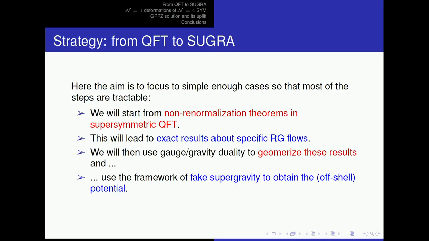Good. So what we're going to do in this talk is focus on simple enough cases so that most of the steps are tractable and we can understand them fully. We'll start from non-renormalization theorems in supersymmetric quantum field theories. This will give us exact results about specific renormalization group flows. Then we will use gauge/gravity duality to geometrize these results, and finally use the framework of, say, fake supergravity, which I will explain, to obtain the corresponding potential. So instead of doing the hard work on the supergravity side, here we're going to use the fact that we have control over the specific renormalization group flow, and this will allow us to extract the potential and go back to find the full dual.